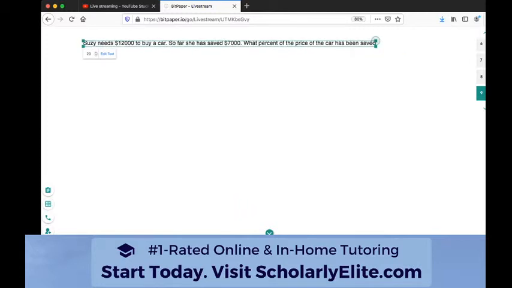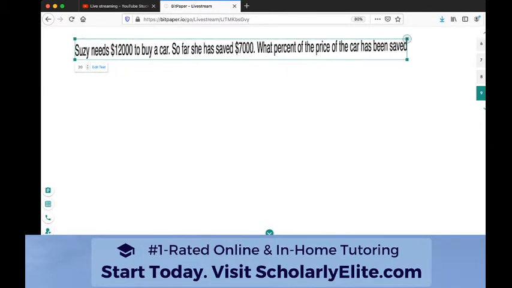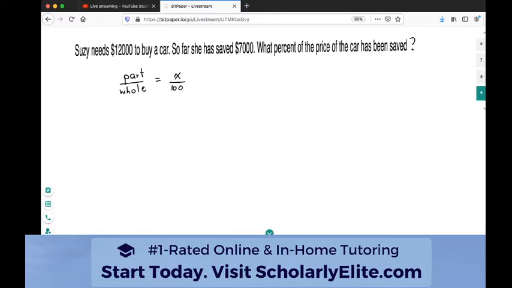So if she needs $12,000 to buy the vehicle and she's already saved $7,000, how much has been saved? Well, we can definitely solve for that, because this is just like finding out what mark you got on a test. But we always want to rewrite our equation. So the part of a whole is equal to x over 100. And that's how we get this. So this is the part she's saved. This is the whole amount that she needs to save. How much of the price has been saved as a percentage? So let's go ahead and plug stuff in.